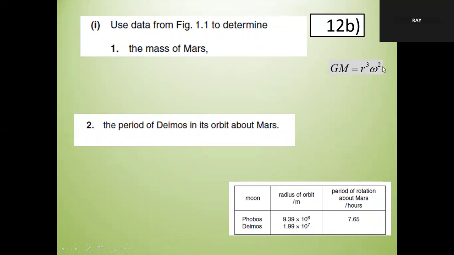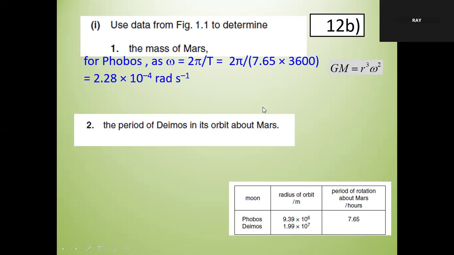That's the formula that we have derived. We have the period, this is the period given. We calculate omega because we want omega. Omega is 2 pi over T. 2 pi over 7 hours. Convert it to seconds. Get 2.25 times 10 to the power minus 4 radians per second. Then we can use this formula to find our M.